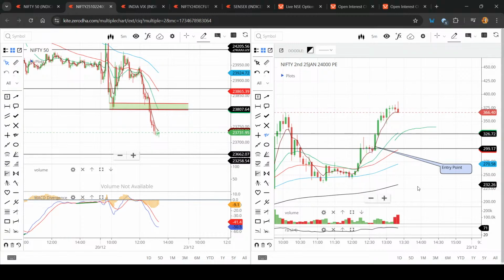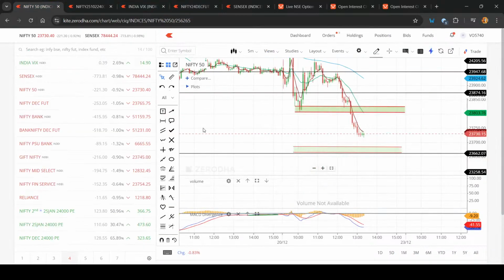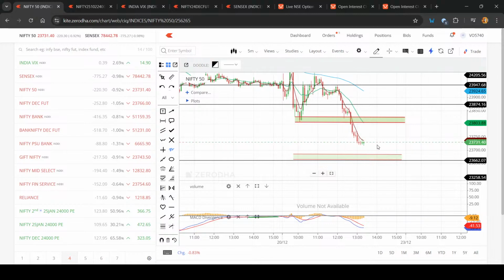If you have not entered, be ready, be prepared. Your entry point might come. But as I expected, if this pullback is somewhat like this, then we will exit the shorts. If it's a pause, then we can keep the shorts. I think everything is clear.